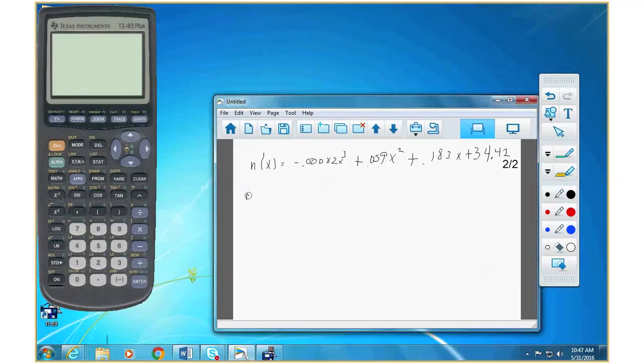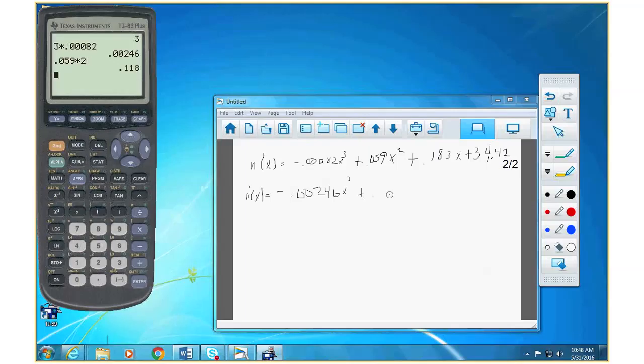Now, n prime of x is equal to, well, I'm not even going to try it. It's negative point something 3 times 0.00082, so 16.246. So that's going to be 0.00246 x squared plus, and 0.059 times 2 is 0.118 x plus, I'll do the last one, 0.183. And what happens to the last one? It's a constant, it goes out. So there is your derivative.